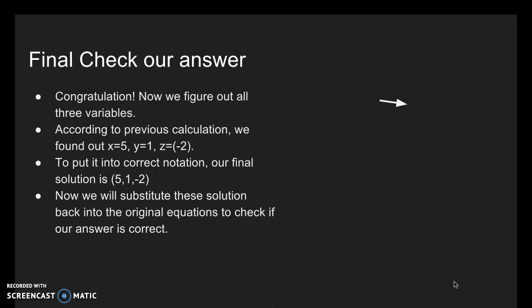Final check our answer right here. Congratulations, we figured out the variables. According to previous calculation, we found out x equal 5, y equal 1, and z equal negative 2. To put it into correct notation, our final solution is (5, 1, negative 2) in parentheses. Now we will substitute this solution back into our original equations to check if our answer is correct.